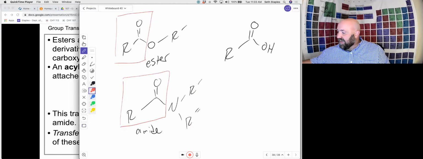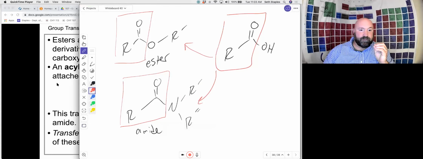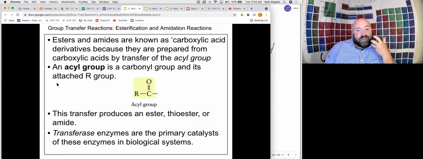And those portions can be transferred from the carboxylic acid. So here's our acyl group, which can then be used to prepare esters or amides, depending on what we react it with. This transfer then, again, will produce either an ester, a thioester, or an amide.